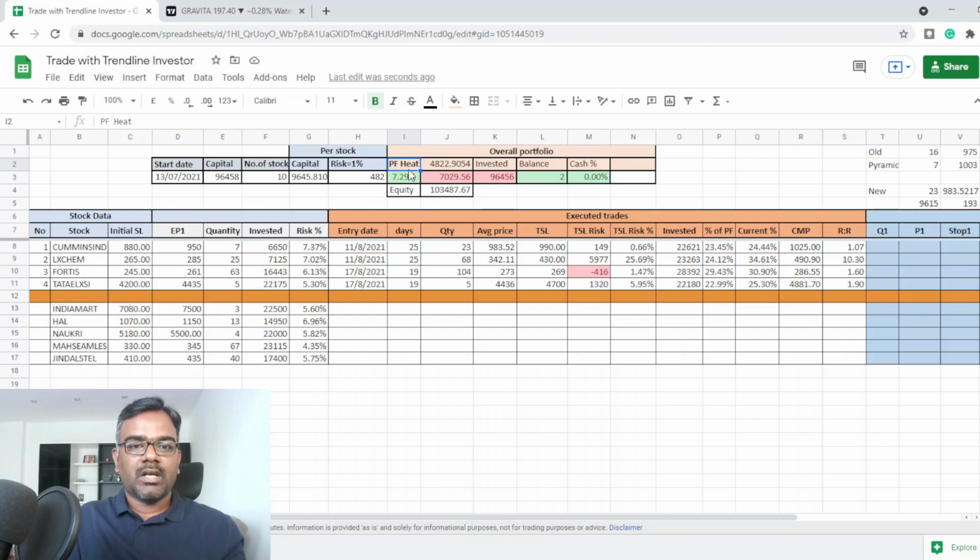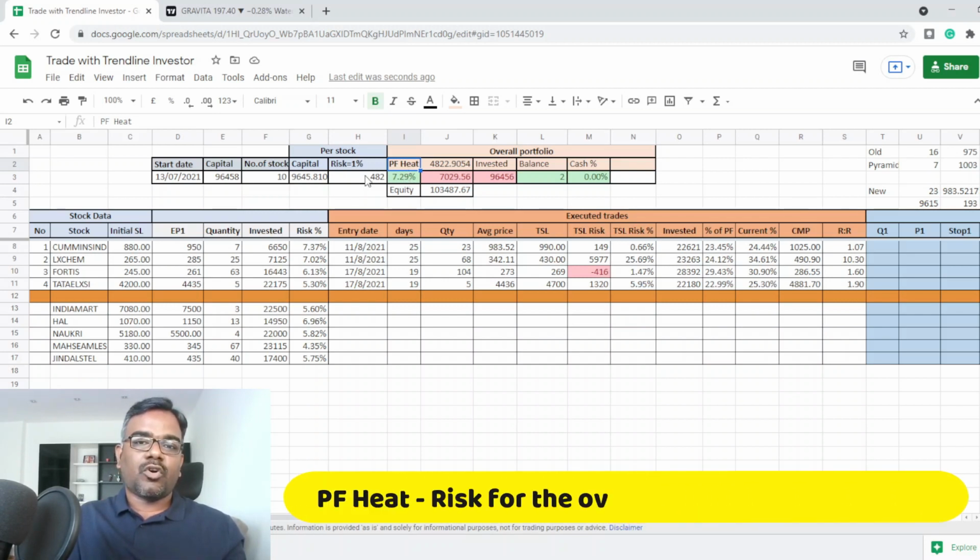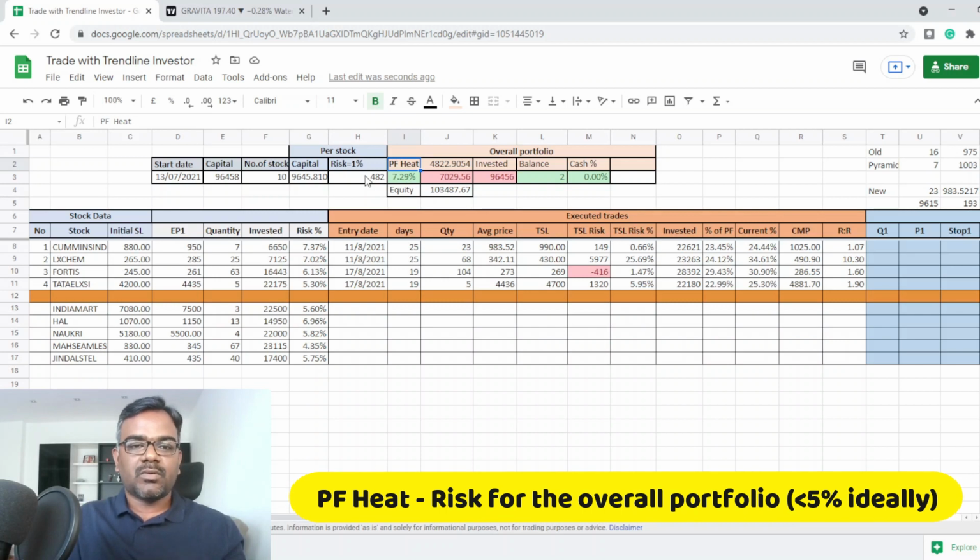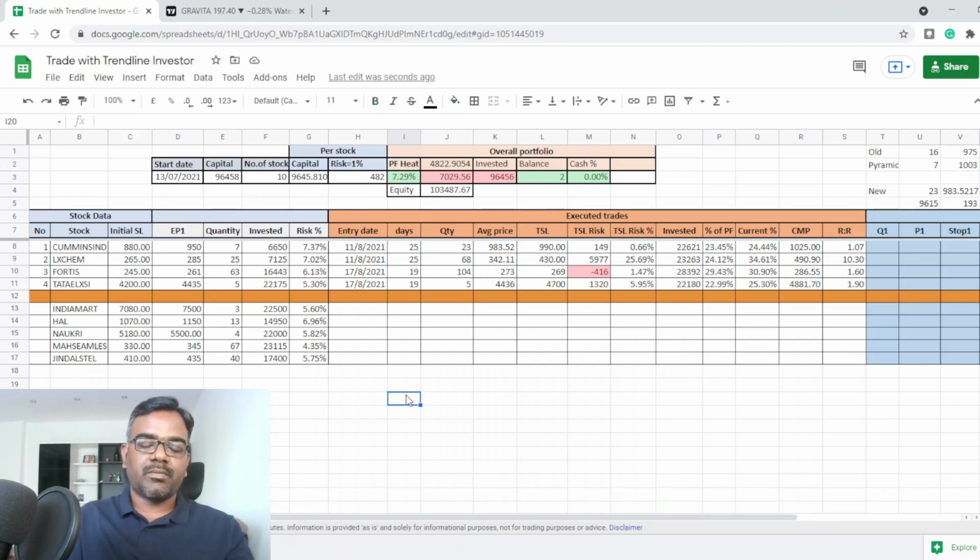Now the next is, this is per stock, but you also need to define your risk for the overall portfolio. For the overall portfolio, your risk should probably be not more than 5%. Some people keep it 10% also, but I don't take it below 5%. For example, if you have 1 lakh, your risk on the overall portfolio should not be more than 5%, which means you will not lose more than 5% on your entire portfolio. Now, how does this work?